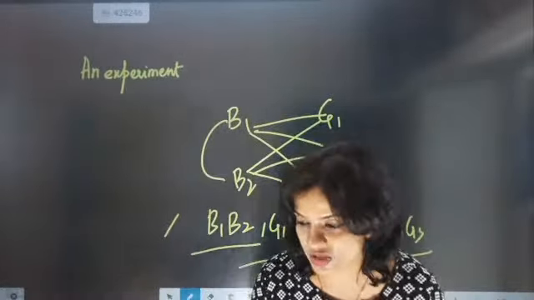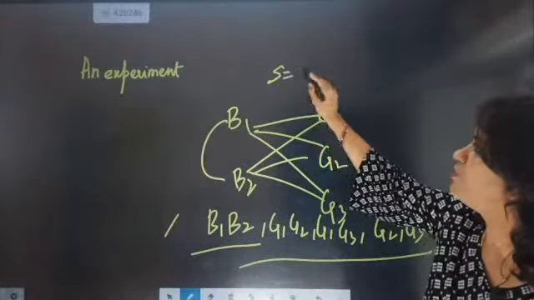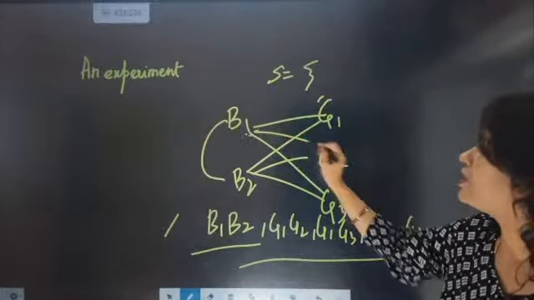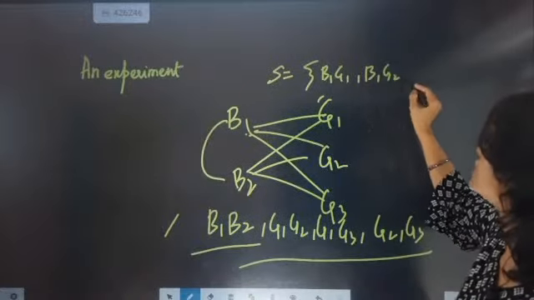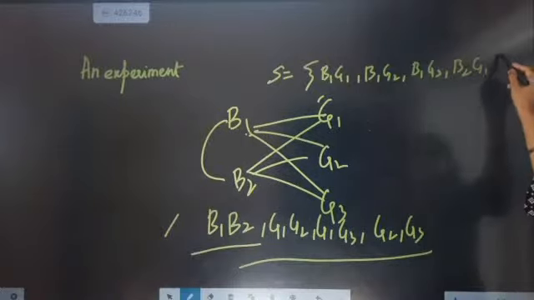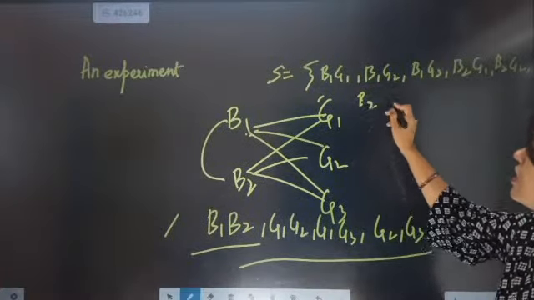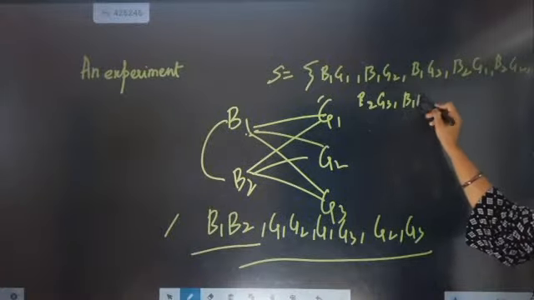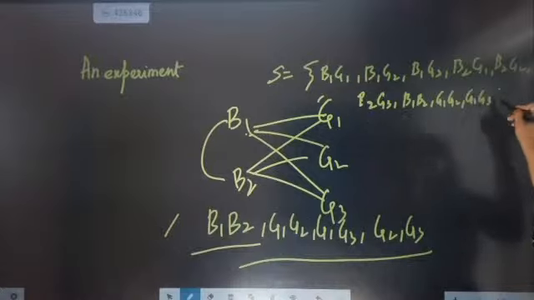So that's why I'm adding this point. Now that two children are there, the total sample space will be larger. First boy-girl means boy 1 with girl 1, boy 1 with girl 2, boy 1 with girl 3, then boy 2 with girl 1, boy 2 with girl 2, boy 2 with girl 3, and then boy 1 and boy 2 together, girl 1 with girl 2, girl 1 with girl 3, and girl 2 with girl 3.